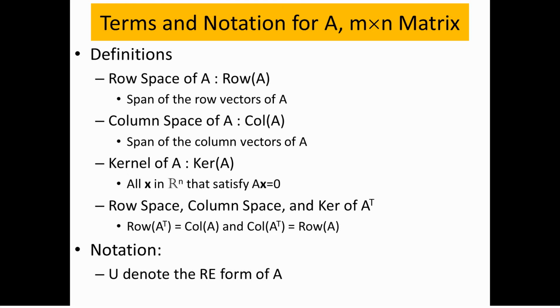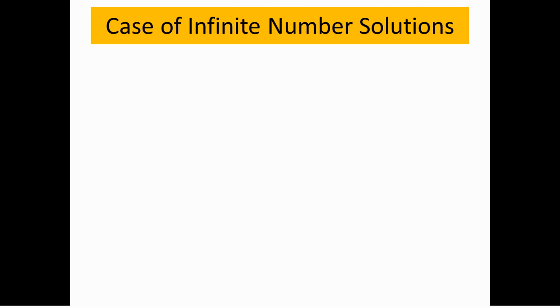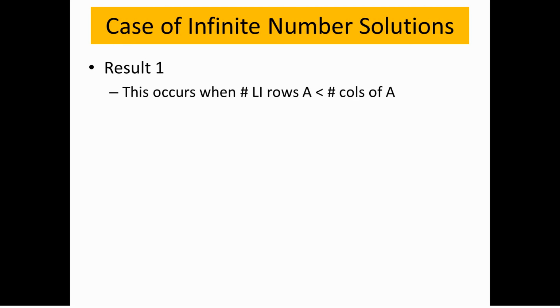All right, so we want to look at the case of an infinite number of solutions first. And there's a scheme that we're going to follow. The first is we're going to show that we get an infinite number of solutions when the number of linearly independent rows of A is less than the number of columns of A.